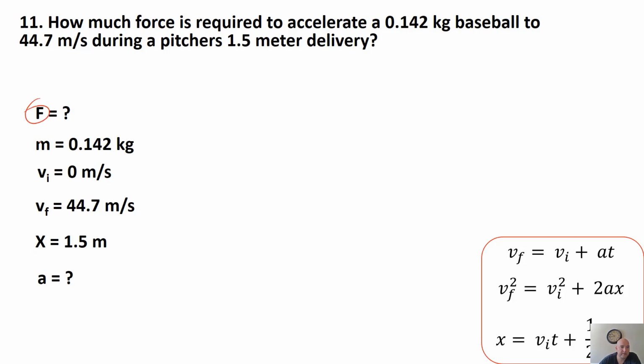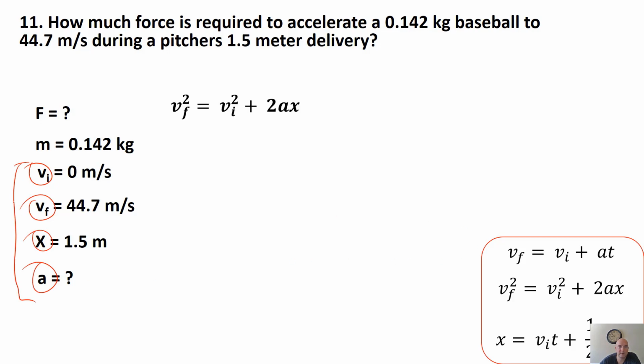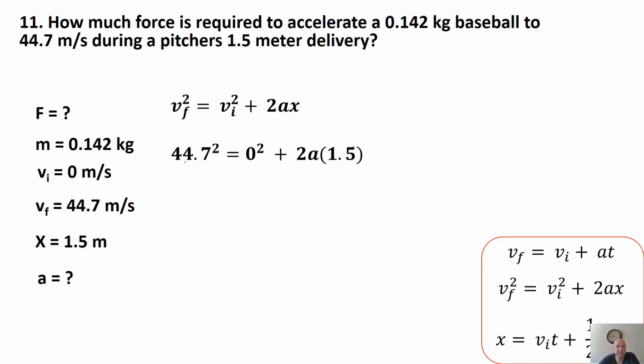We don't have force. What we do have is initial velocity, final velocity, x, and we can find acceleration. We can use these and the 1D motion equations, and you're going to pick the equation that has the vf, vi, a, and x, which we have right here. And we pick out the equation, and we can just start plugging in the numbers. So 44.7 squared equals 0 squared plus 2 times a times 1.5. I start putting those numbers together. So this becomes 1998.09, and the 2 and the 1.5 multiplied together become 3. The 0 is nothing added to any number, and so that's where I get to this.